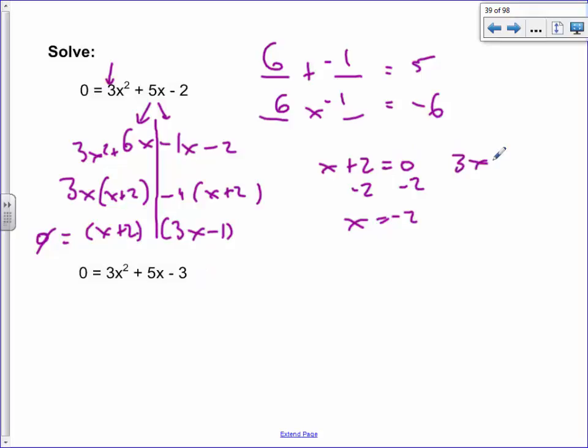Same thing for this one right here. You'd say 3x minus 1 equals 0. Add 1 to both sides. Divide by 3 from both sides. There, x equals a third. Truthfully, this first example, this is what we've been doing all along.